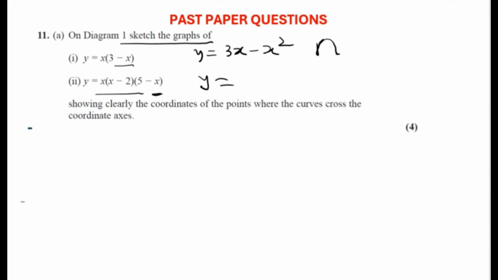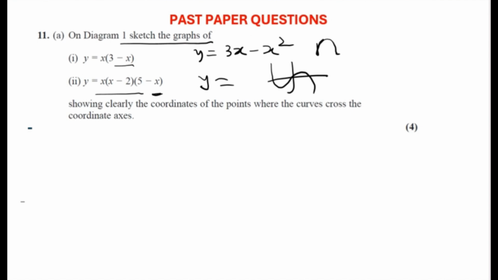The question is telling us, on diagram 1, sketch the graph of these two functions. First we have to figure out whether this is a positive or a negative function. As you can see here, if you expand, that will give us y is equal to 3x minus x squared. So it's a negative function, and the shape of the parabola is like this. If you multiply this bracket, there is a negative x cubed there. That means this is also a negative cubic graph, and a negative cubic graph looks like this. Now, using the coordinates, we will draw properly.